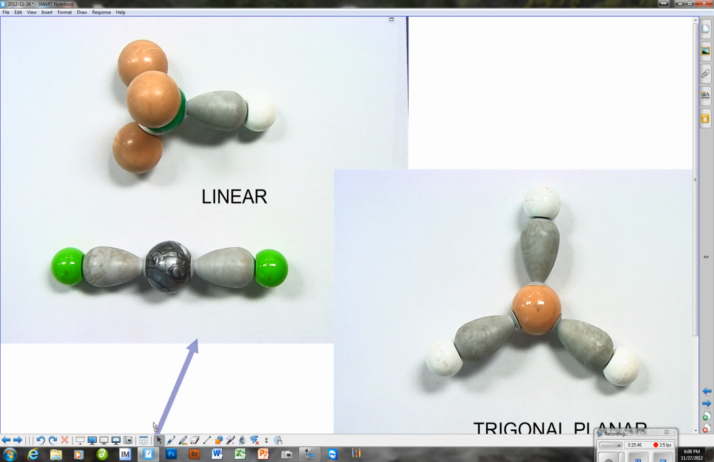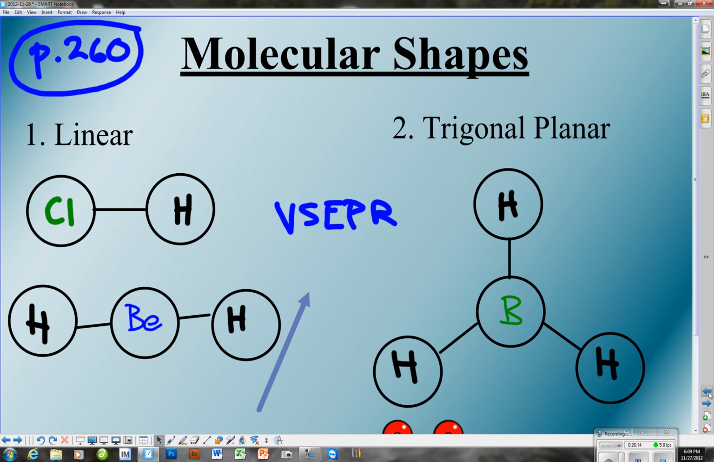Now here we have something like carbon dioxide. Carbon dioxide would look like this, only there would be 2 unshared pairs here and 2 unshared pairs here. Or this could be carbon with 2 hydrogens. That would be even better to visualize this with. So carbon and 2 hydrogens, or beryllium, as I've shown here, beryllium with 2 hydrogens.